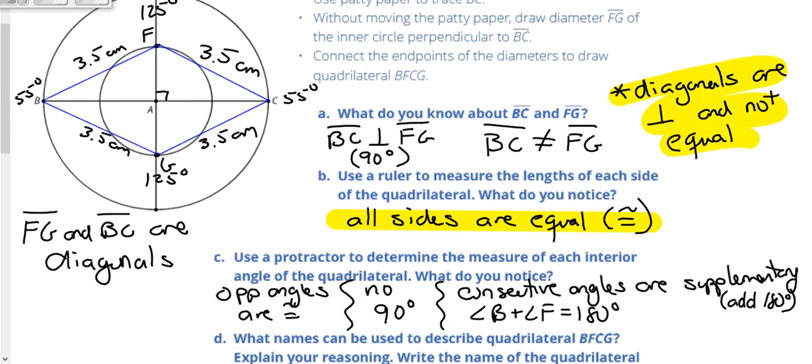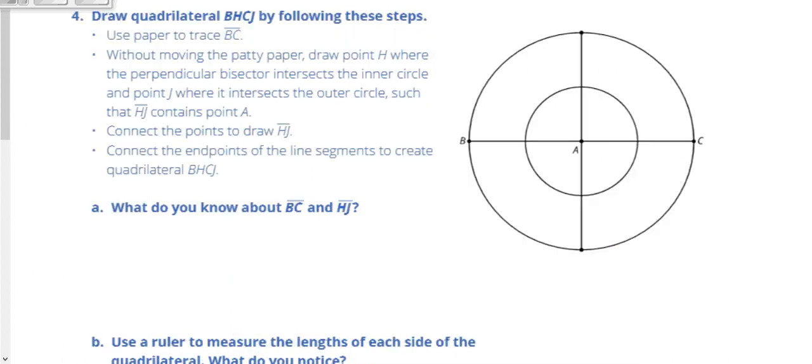So a rhombus has a lot of the same qualities that a parallelogram has, but it has some more specifics. All sides are equal, and its diagonals are perpendicular. A parallelogram also has diagonals that are not equal, but they are not perpendicular to each other. Here the diagonals in a rhombus are perpendicular, and all sides are equal. So it's more specific than a parallelogram. You can call it a parallelogram, but more specifically, it is a rhombus. All right, let's go on to the next page.